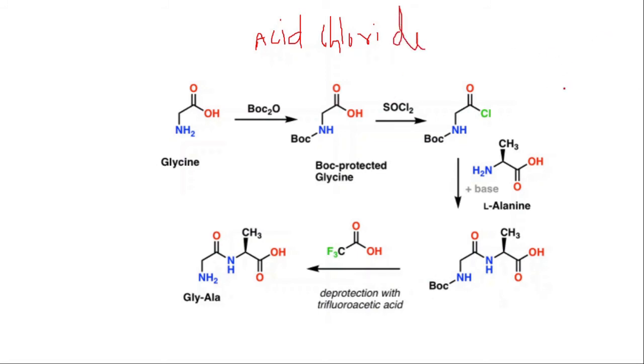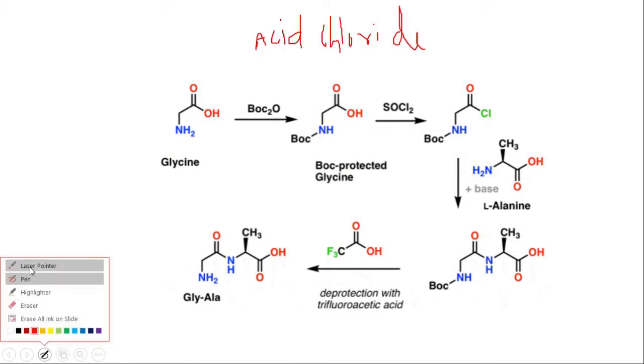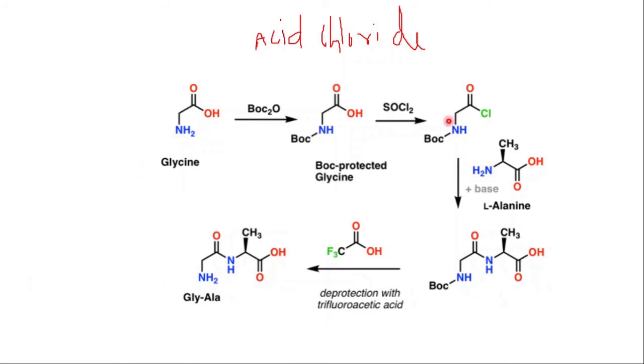So it is a bit facile compared to the earlier one which you have seen here. You are just converting the amine into a protected acid chloride. Then you add the alanine. So glycine you have taken and converted to the protected acid chloride of glycine. Then you add alanine. So now alanine, which part will couple?